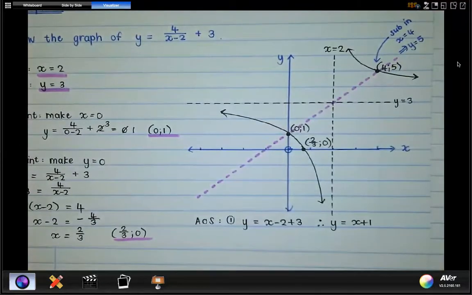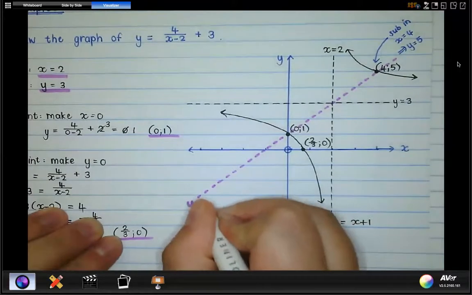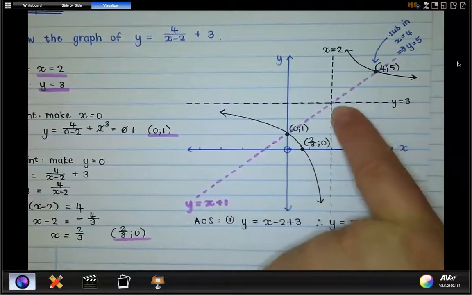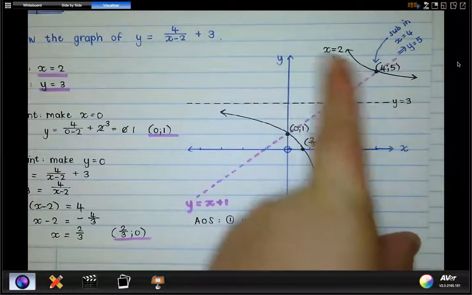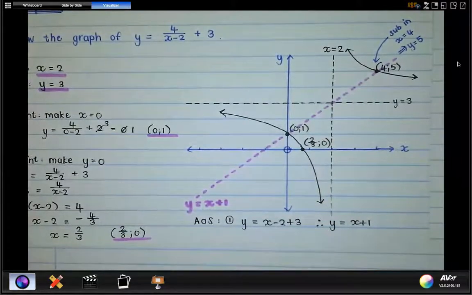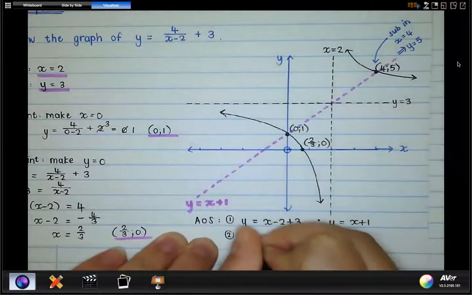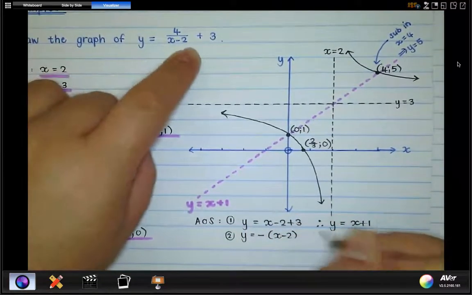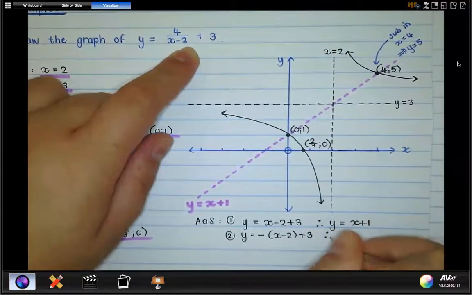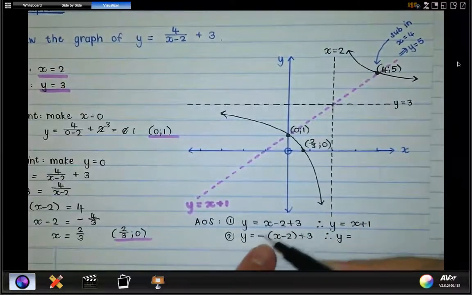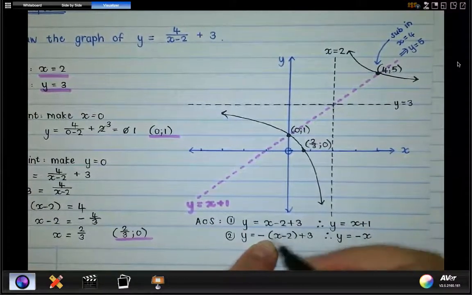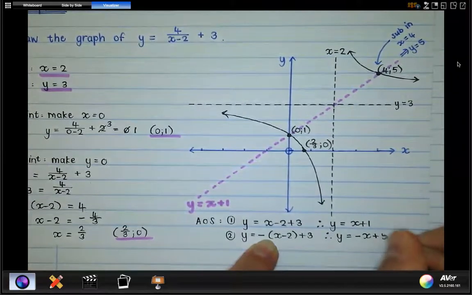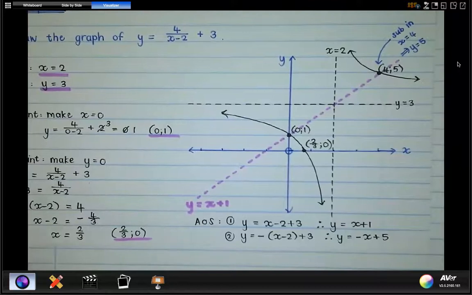Okay, so that would be the one axis of symmetry. That would be y equals x plus 1. So it has a y-intercept of 1, and it is going to go through the point where the two asymptotes cut. The other axis of symmetry is going to be y equals negative your denominator plus 3. So let's see, if we multiply that out, you'll get negative x. This will give you negative times a negative. This will give you positive 2 plus 3 is then plus 5. So that is the second axis of symmetry.